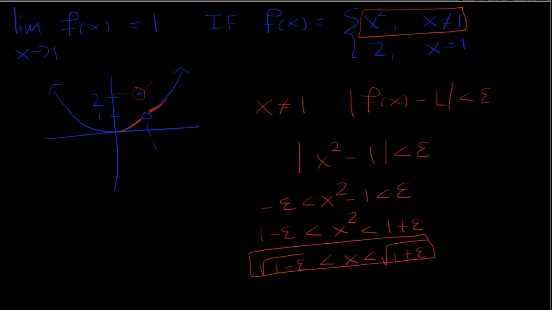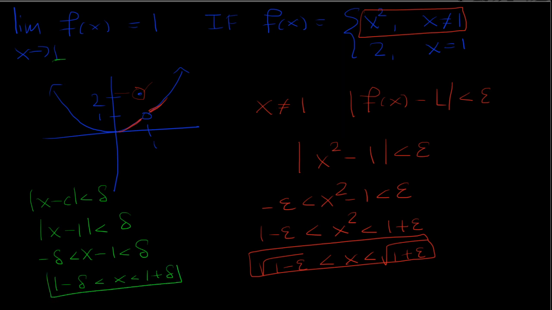So that's our first inequality with respect to x. The second one, we're going to be looking at the absolute value of x minus c being less than delta. c is the x value that we're approaching, so that's just going to be 1. So x minus 1 will have to be between negative delta and delta. So if we add 1 to all the sides, we get 1 minus delta less than x less than 1 plus delta. And now we have two inequalities for x.